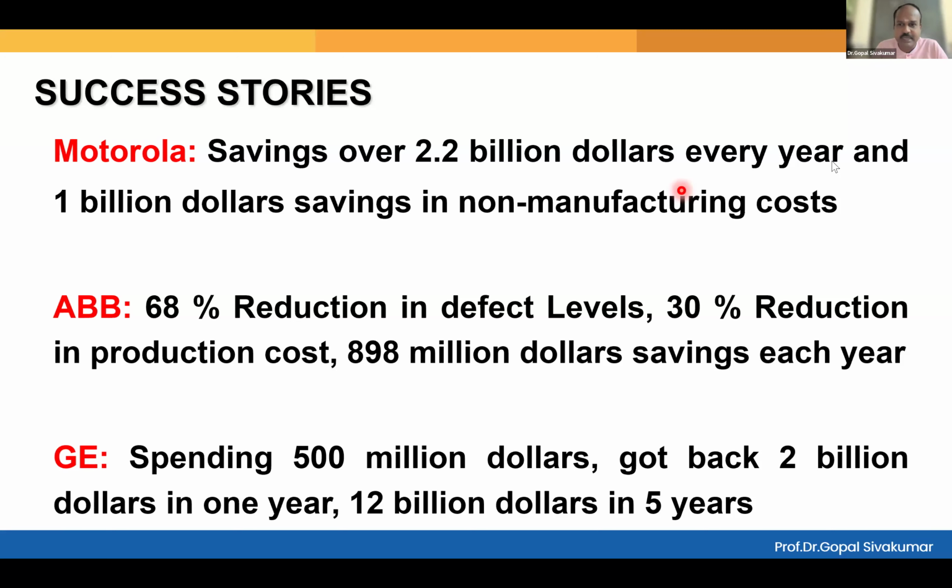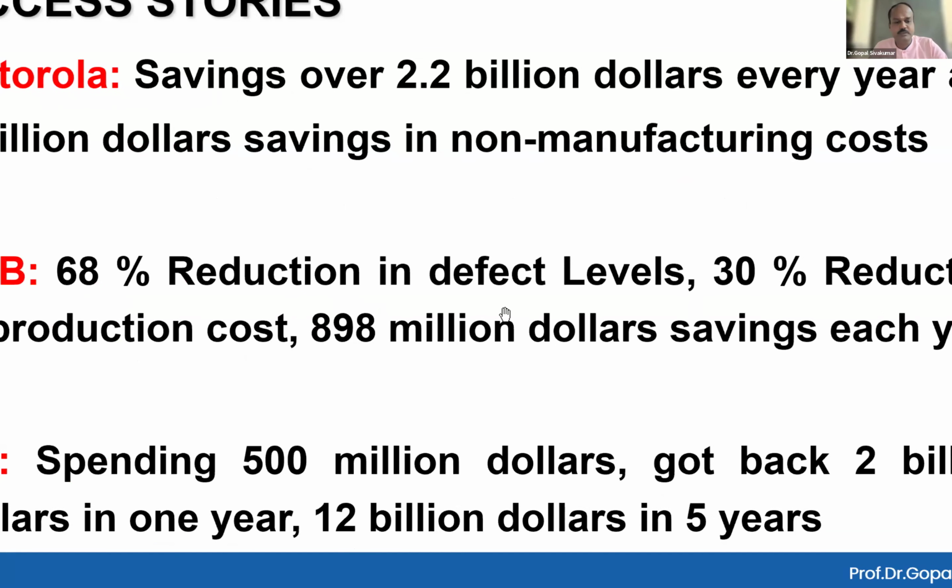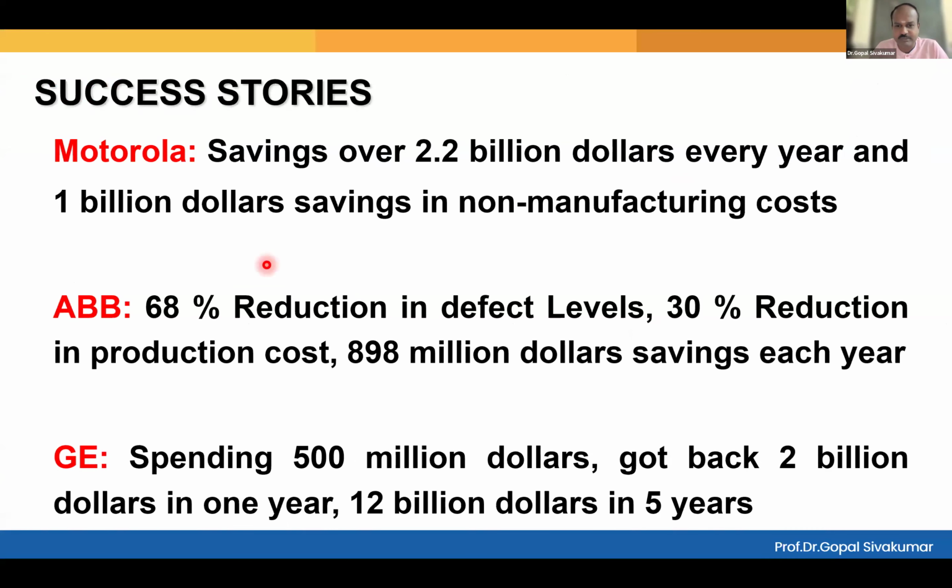There is ABB, Asia Brown Boveri. They witnessed a 68% reduction in the defect level, 30% reduction in the production cost, and $898 million savings every year through the Six Sigma initiative, Six Sigma projects. And General Electric, by spending $500 million, got back $2 billion in 1 year, and then $12 billion in 5 years' time. All right.